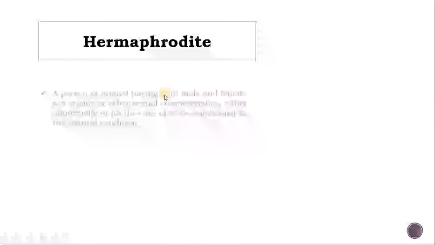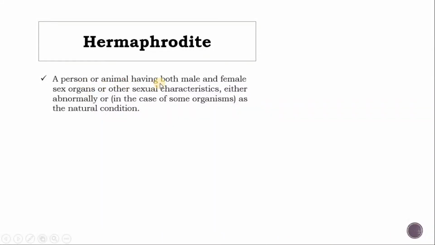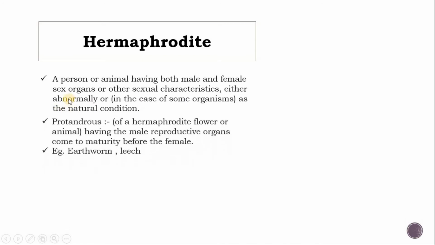Now what is hermaphrodite? A person or animal having both male and female sex organs or other sexual characteristics, either abnormally or as the natural condition. A person or animal having both male and female sexual characteristics or sex organs, either abnormally or as a natural condition.